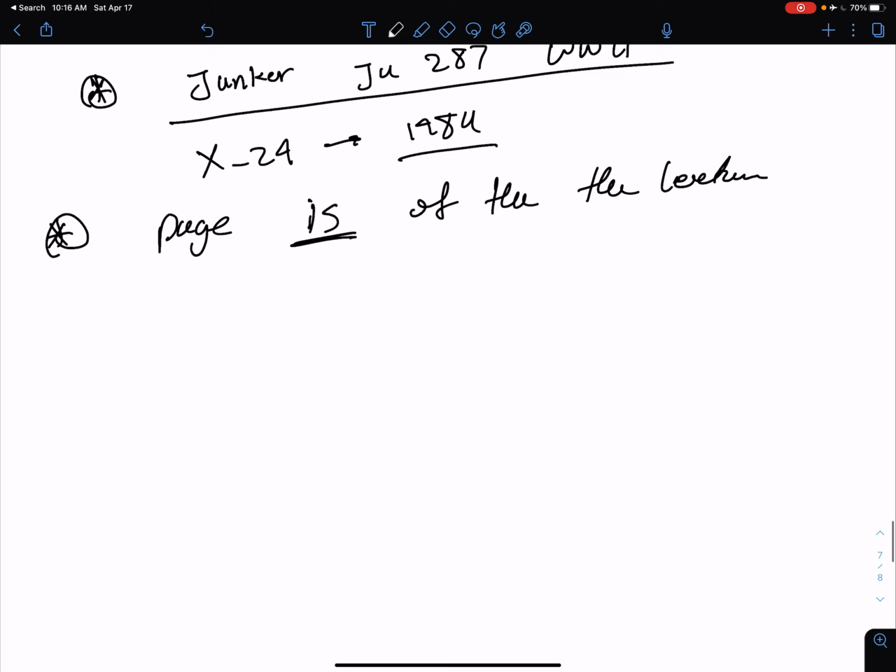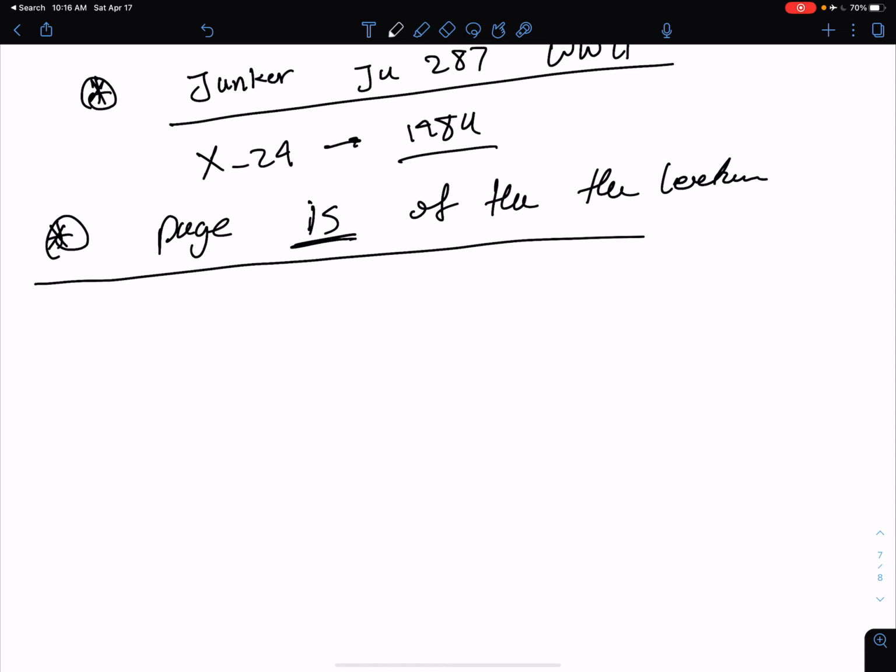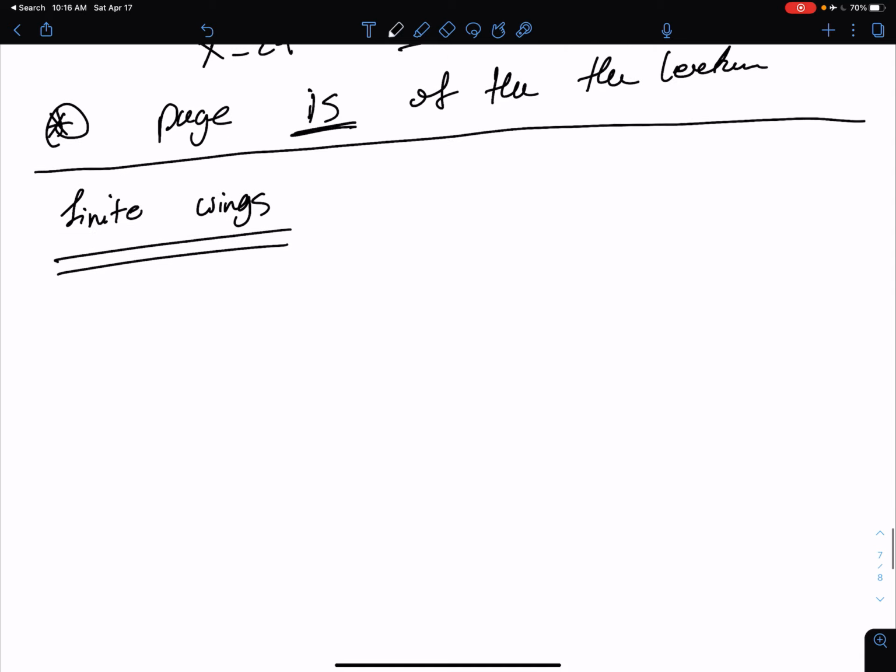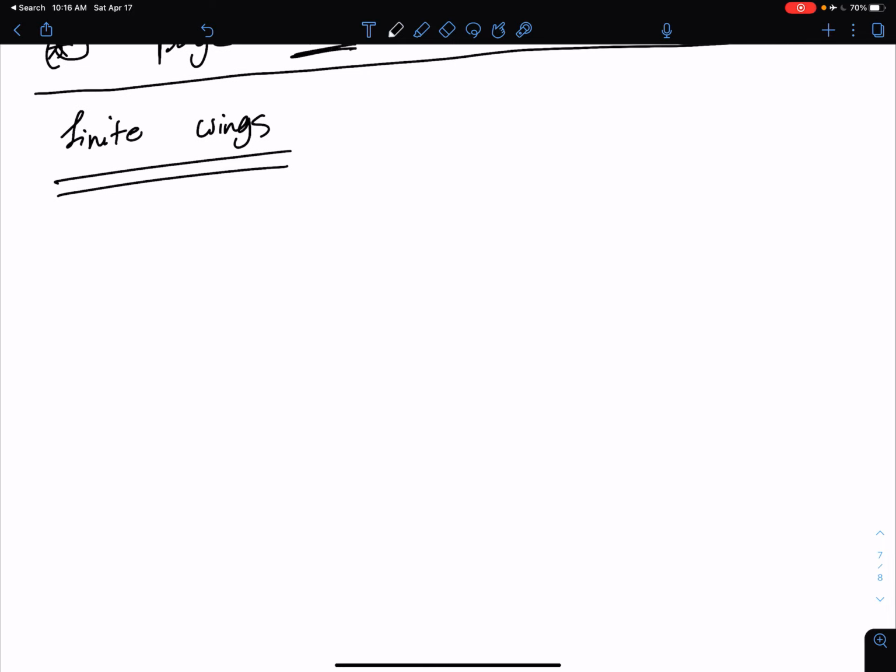All of this brings us to the most important topic of the finite wings. That is going to be our main focus for the rest of this lecture, and that is called the downwash phenomena. We actually covered most of this downwash phenomena in the next lecture after the lecture we had on March 31st.